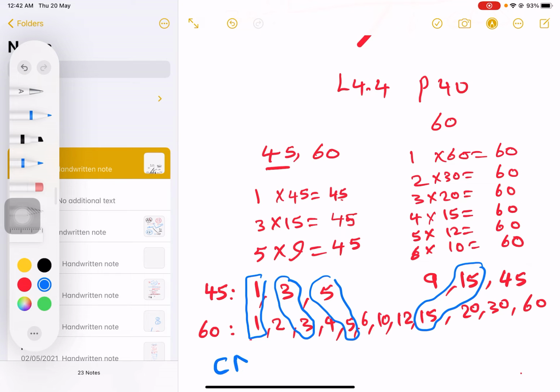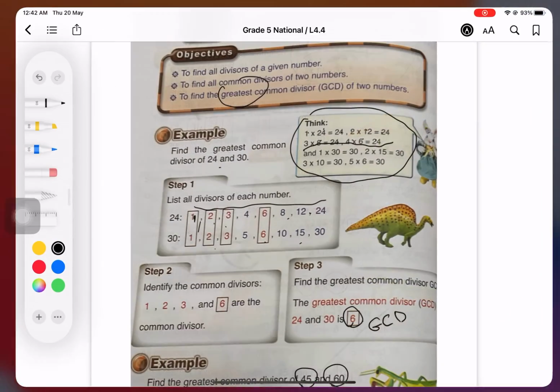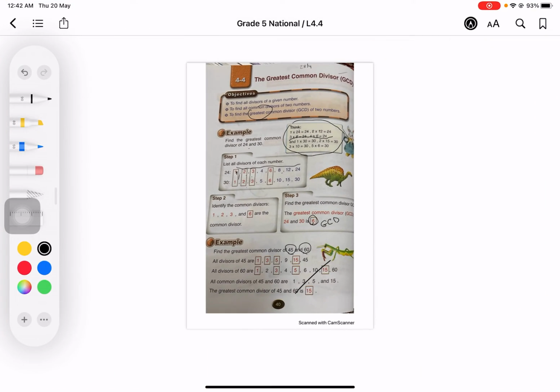The common divisors are 1, 3, 5, 15. Now what is the greatest number? The greatest common divisor is, of course, 15. Okay? Let's go to our book and you will notice how they solve the question. Look here. They reached the same answer we reached.